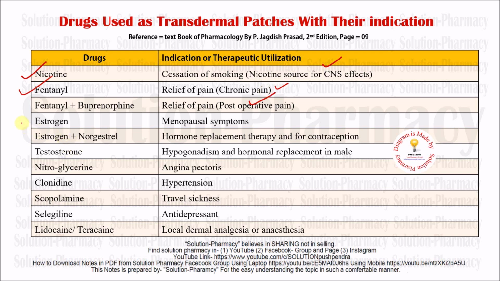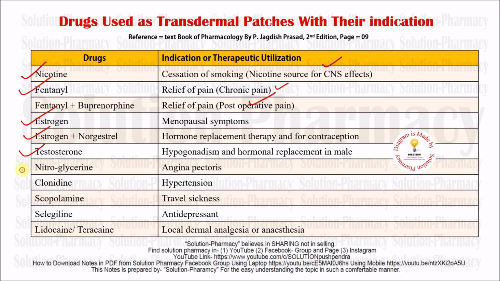Next one is estrogen. This estrogen is used for the management of postmenopausal symptoms, and that can be used as a transdermal patch. Next one, estrogen plus norgestrel. This is used for hormonal replacement therapy as well as for contraception. So anyone who is willing to get a contraceptive effect should use estrogen plus norgestrel transdermal patches as per the guidance of medical practitioners. The next one is testosterone. This is a male sex hormone which is used for hypogonadism and hormonal replacement therapy in males.